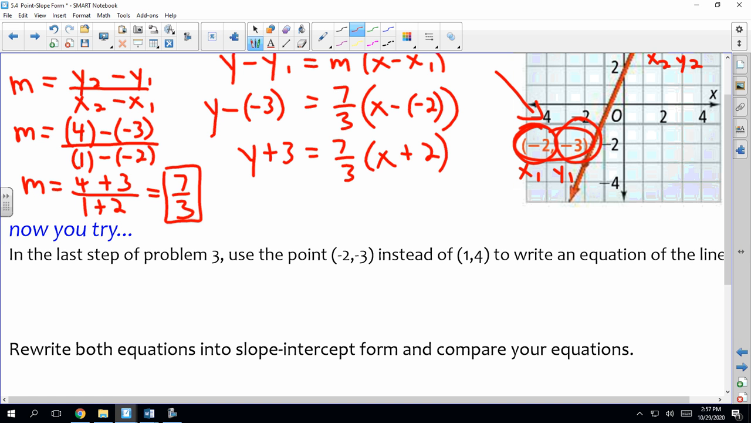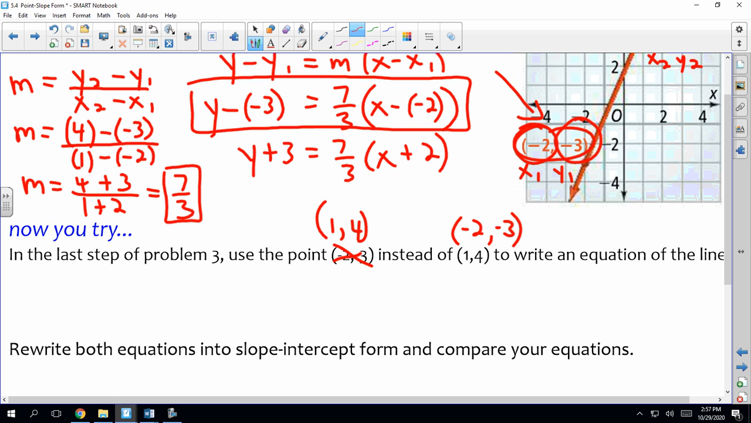Now we use negative 2, 3, so we're going to switch it up here. We're going to use the point (1, 4) instead of the point (-2, -3). Here's what it would look like. Instead of putting in -3 and -2 up here, we're going to put in the point (1, 4). So I have y minus 4 equals 7/3 x minus 1.